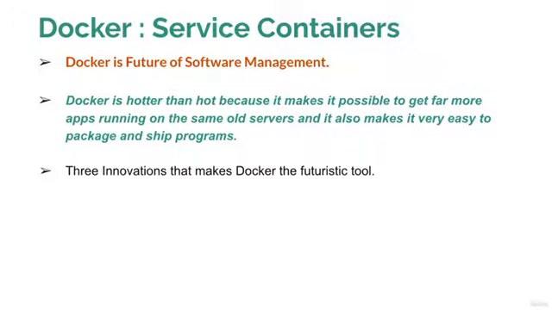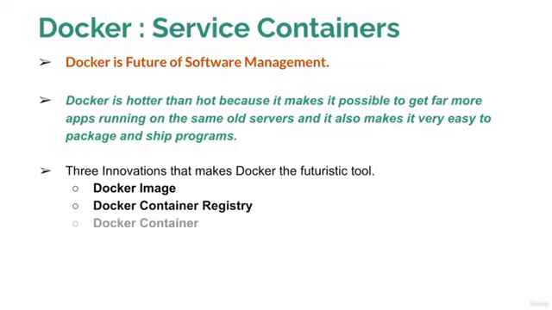Docker came in 2014, and after that a lot of products came from Docker. But there are three innovations which make Docker the futuristic tool, and these are the Docker image, Docker container registry, and Docker container. A Docker image is a bundle package of the executable code. Docker Container Registry is a registry where you can ship that particular executable code, and a Docker container is that executable code which is actually executing.